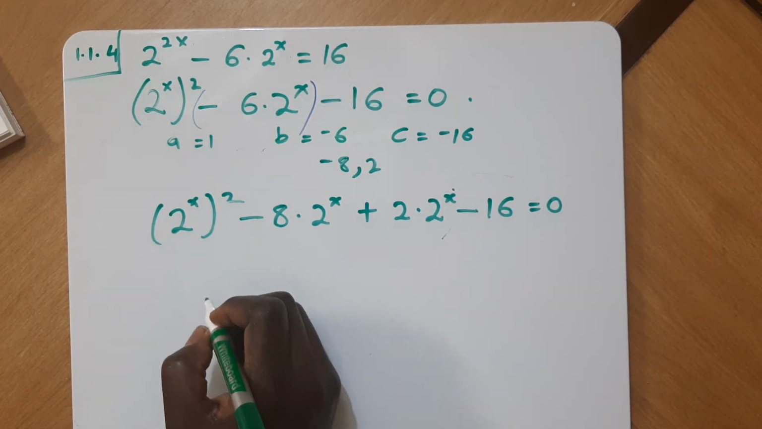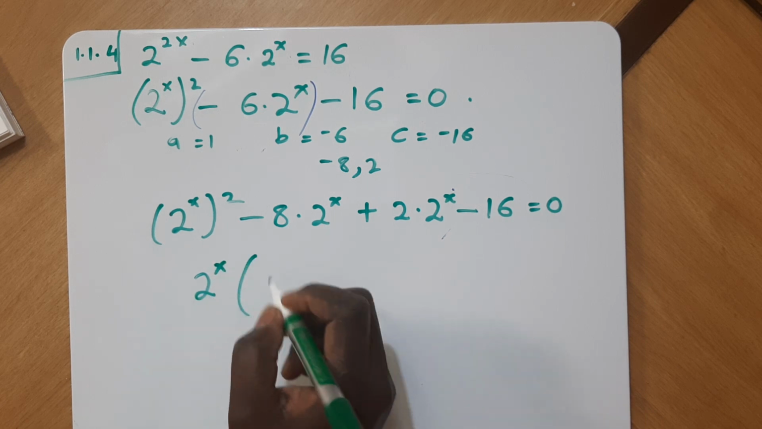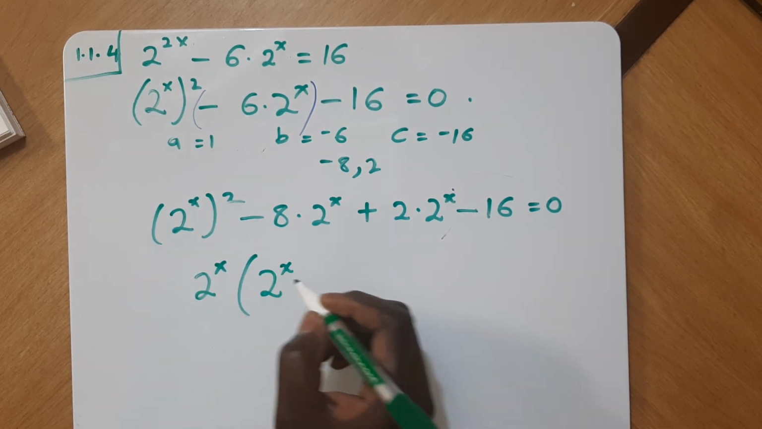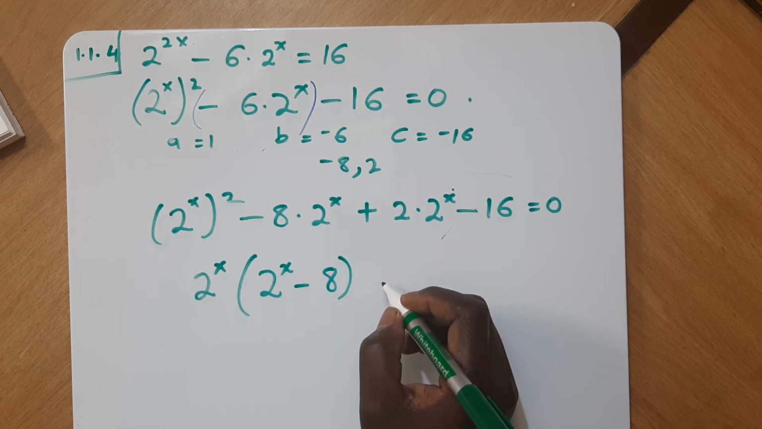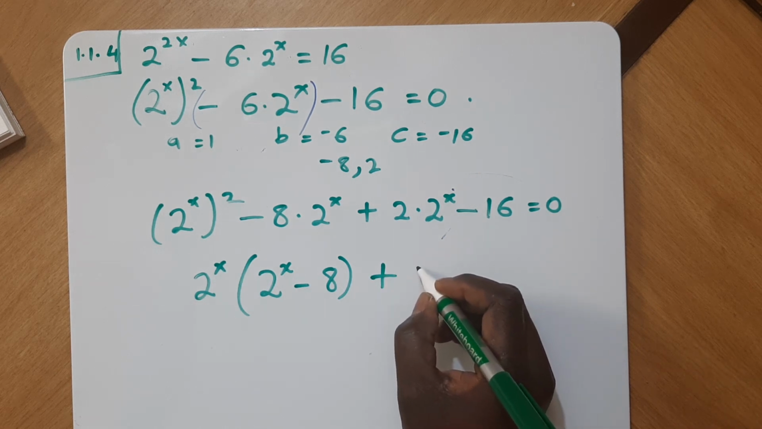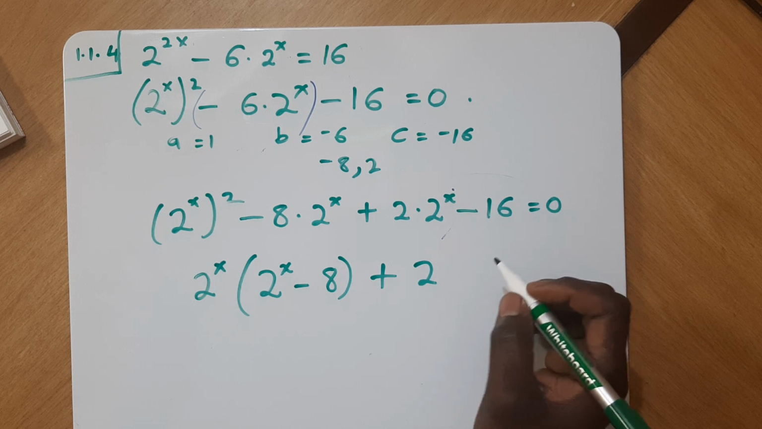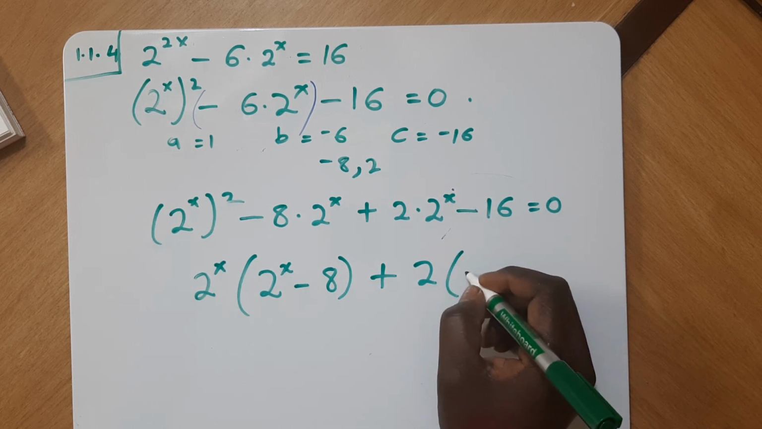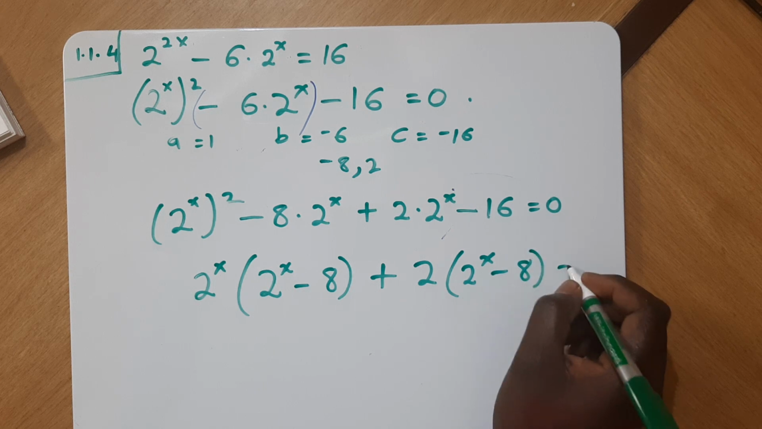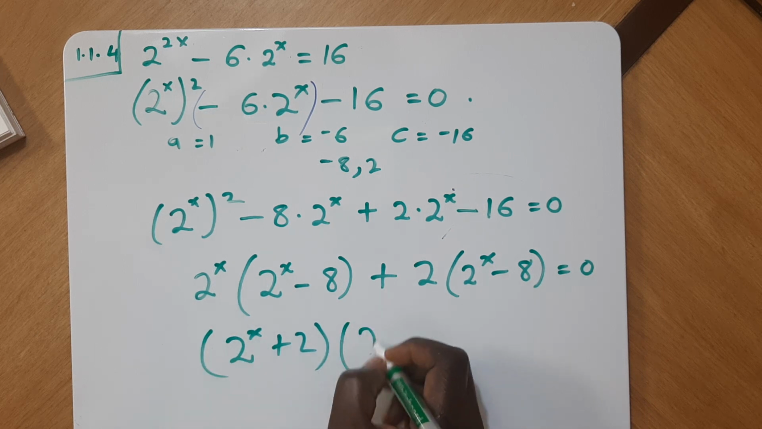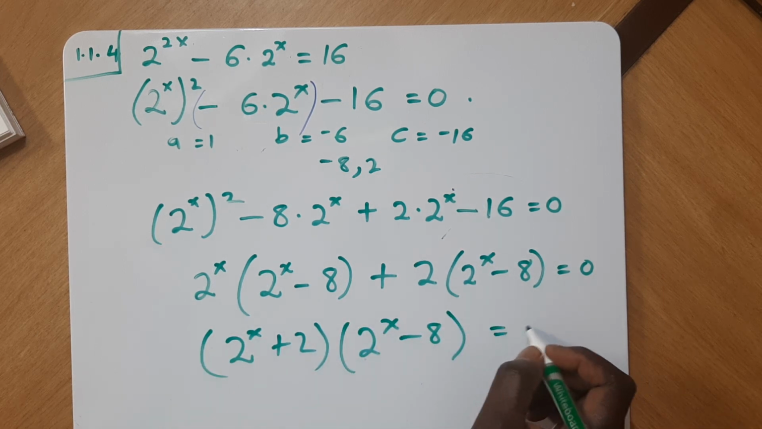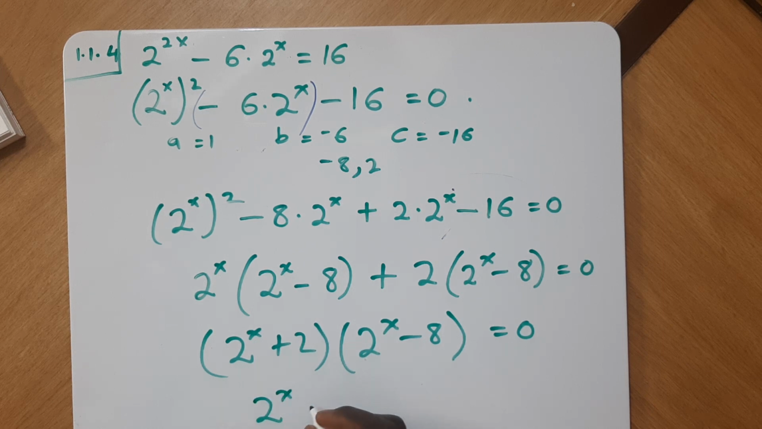So when we bring out 2 to the power x, we remain with 2 to the power x minus 8, plus, we bring out our 2, we get 2 to the power x minus 8 equals 0. So 2 to the power x plus 2, 2 to the power x minus 8 equals 0. So we have two solutions: 2 to the power x equals minus 2 and 2 to the power x equals 8. Okay?